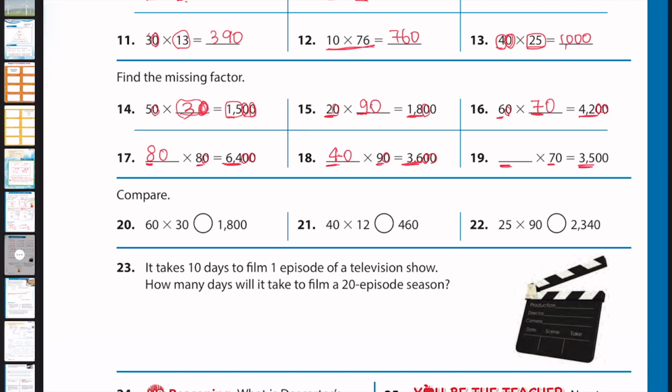You can underline like me, okay? It's fine. 7 times what makes 35? 7 times 5. And we have 1 0 here, and you need 1 more 0. So 50, okay?